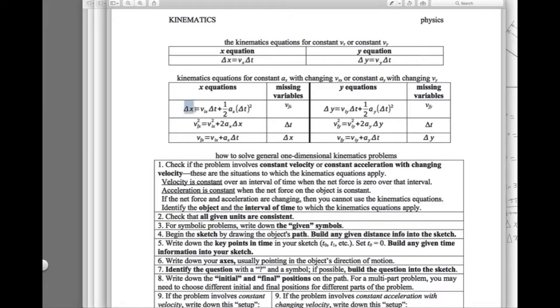So we'd like to write out this kinematics equation now. On this problem, the kinematics variable that we don't care about is v final x. This is the kinematics equation that's missing v final x. So this is the kinematics equation that we're going to work with for this problem.